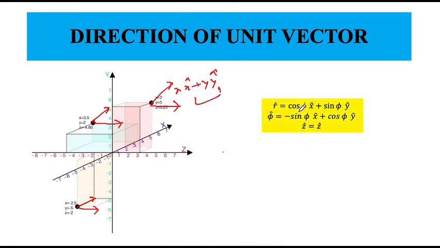r hat is given by cos phi x hat plus sin phi y hat. z hat will be z hat only. Phi hat is equal to minus sin phi x hat plus cos phi y hat. Now consider two cases. First, phi is equal to 0, which means I am actually along the x axis, as we have said that phi is measured with respect to the x axis. So in that case, I am along the x axis. There is no angle change.